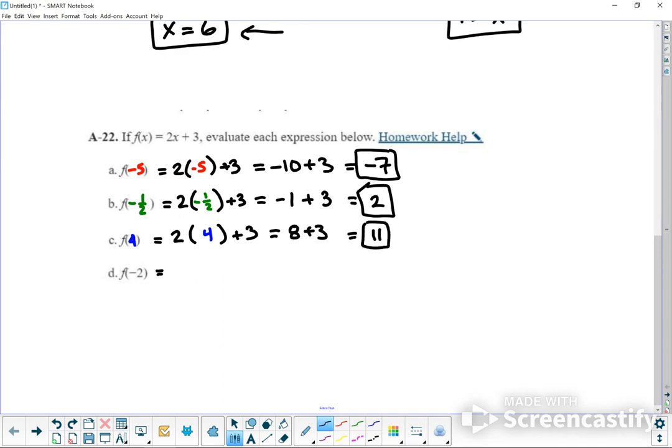Again, instead of this x right here, I'm going to be using negative 2. So instead of x, I'm going to use negative 2. So it's 2 times negative 2 plus 3. 2 times negative 2 is negative 4 plus 3. It's going to give you negative 1. All right.